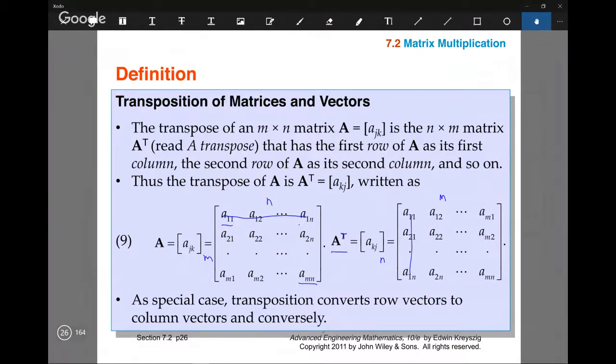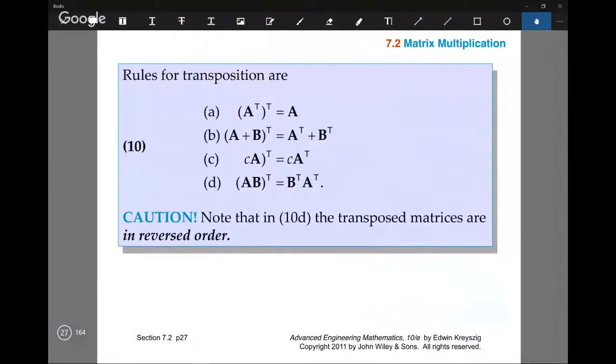In particular, transposition converts row vectors to column vectors and vice versa. These are special cases. It's more general than that. For general rectangular matrices, you can define transposes. So these transposes will be important in some contexts. So this is one definition to do with transposes of matrices. And there are further properties of transposes.